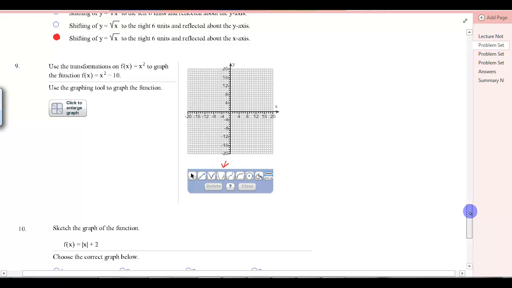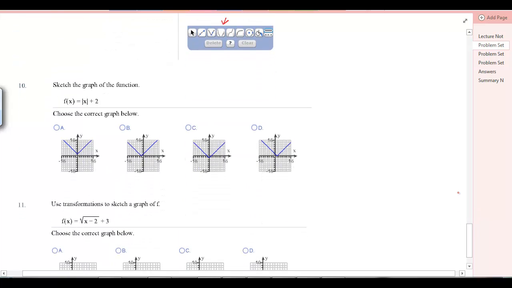All right, let's go down to 10. Sketch the graph of this one, and on this you can just figure it out and choose the right one. You just have one of those where you're actually graphing. So absolute value of x, we know it's a basic absolute value, but it's popped up 2. And so when you're looking at all these, this is the one that matches.